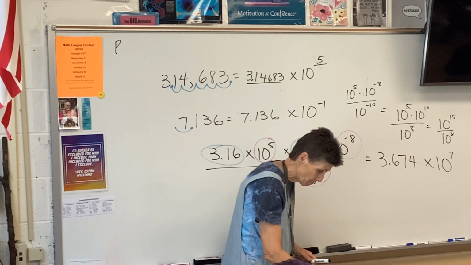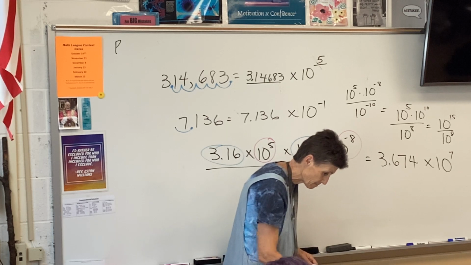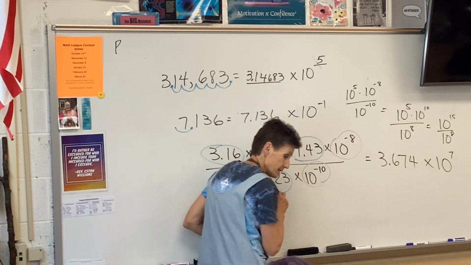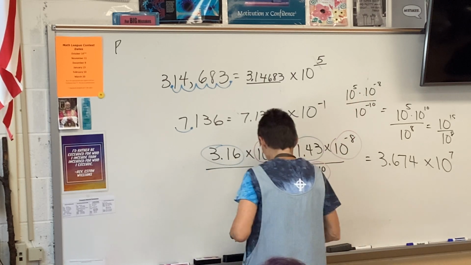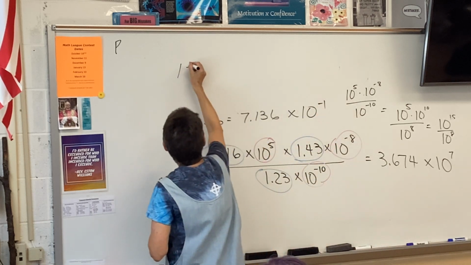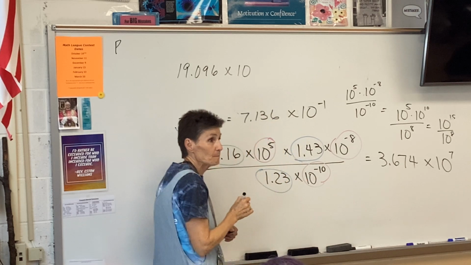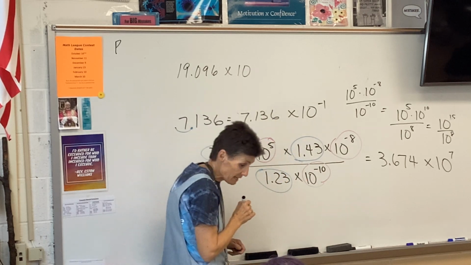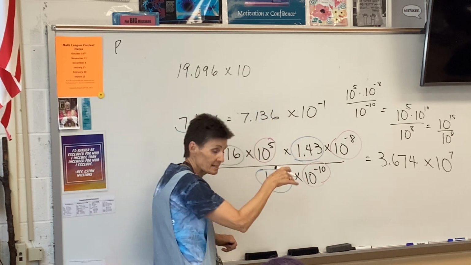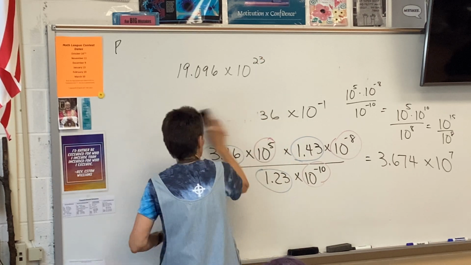I hope you're multiplying 3.85 times 4.96. Yeah. And I got 19.096. Is that what you got? Yes. And then how many tens have I got? This one's easy. I got 10 and 13, that's 23. So how many of you got that as your answer?